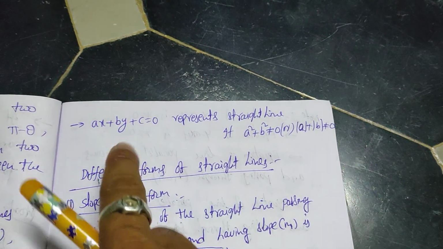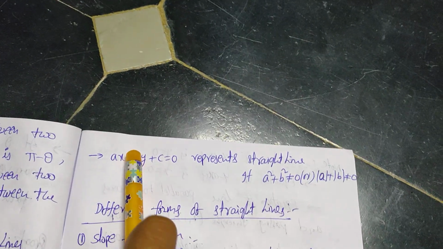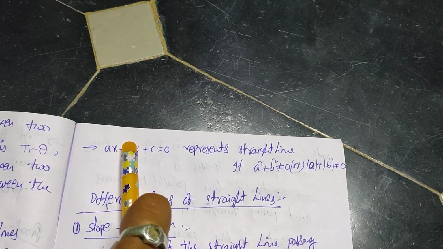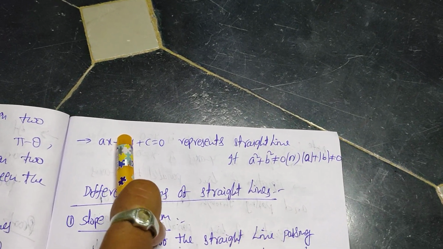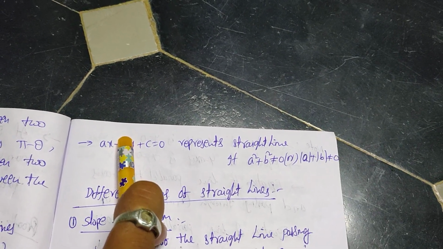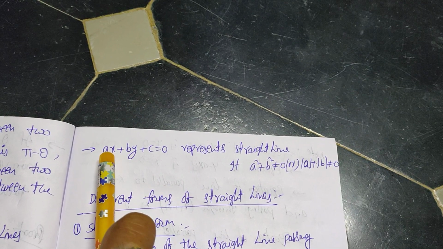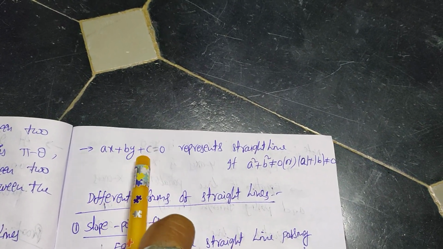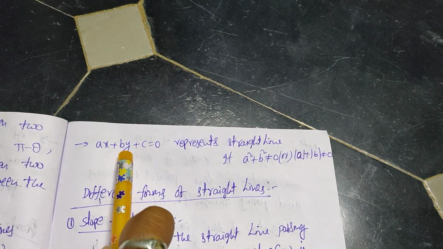If b is equal to 0, then a is not equal to 0, and again it should be in the form ax plus c is equal to 0. Again, it is a linear equation because degree is 1. If a is not equal to 0 and b is not equal to 0, very clearly degree is 1. It is also a linear equation.